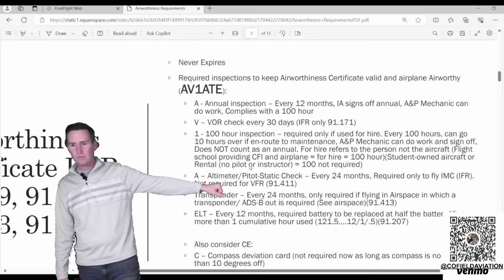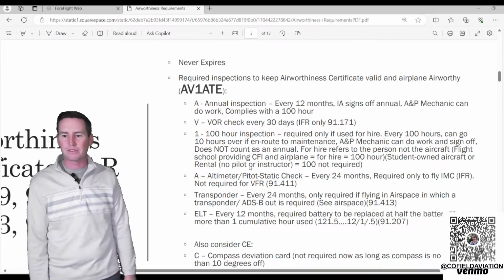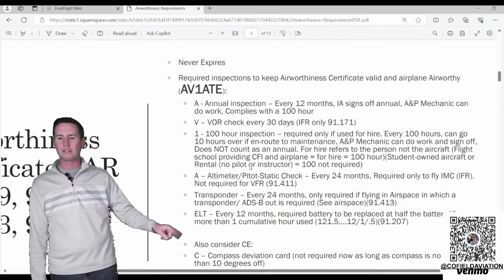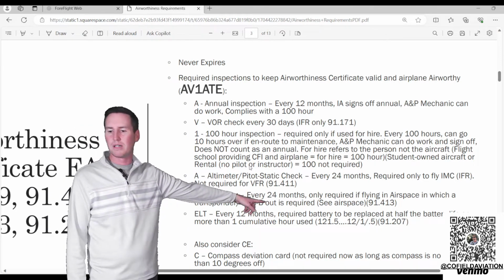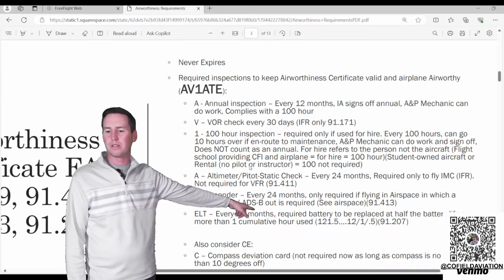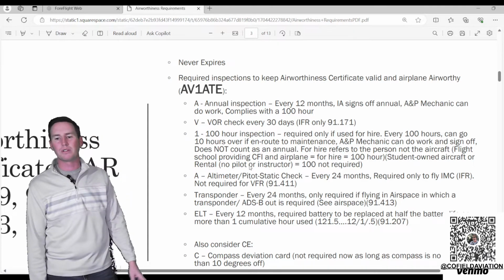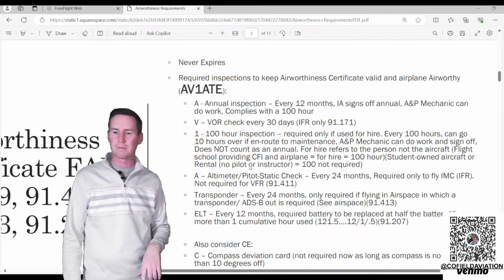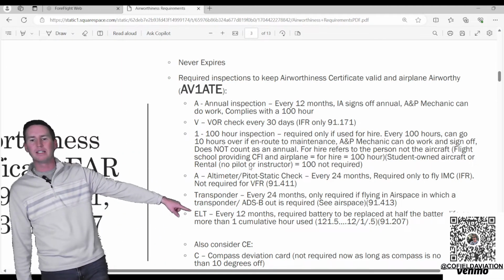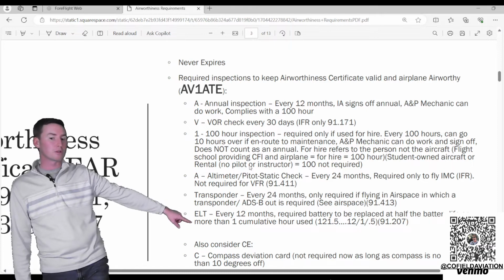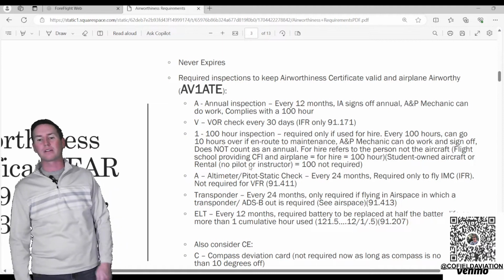If you put a slash after the 2 and a slash after the 1, you get 12/1/0.5. And that's a good way to remember it. The 12 months, 1 cumulative hour to replace, and 0.5 or half the battery life. So that 121.5 is a good way to remember when the ELT has to be replaced. And that's found in 91.207. And guess what? It's not always required. So go to 91.207 to determine when an ELT is actually required.